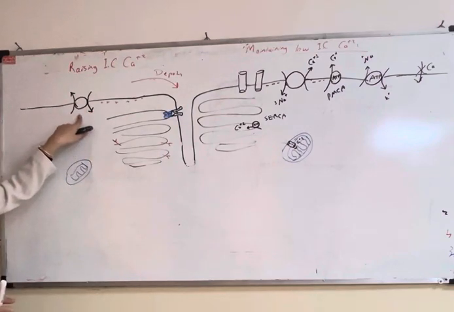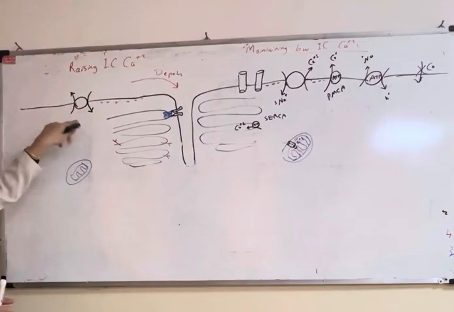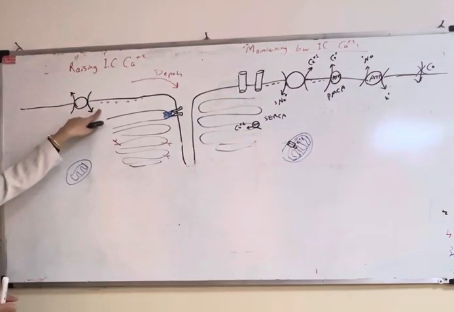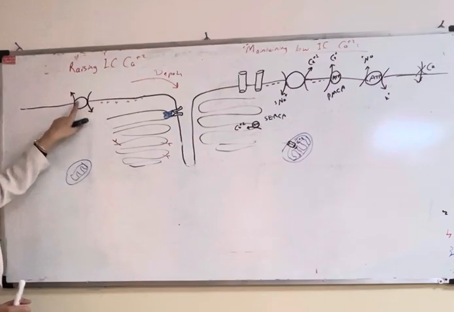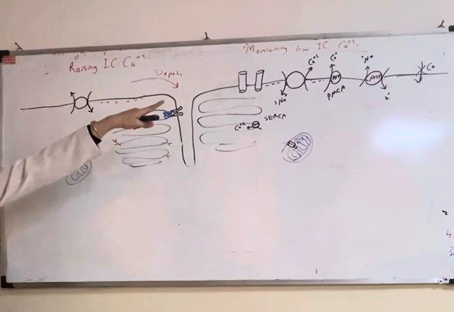What happened to this Na calcium exchanger? As we say, it is chemogenic and electrogenic, so it depends on the electrical activity of the membrane. The membrane becomes positive inside. So this time, what will happen? There will be reversal of the transport.